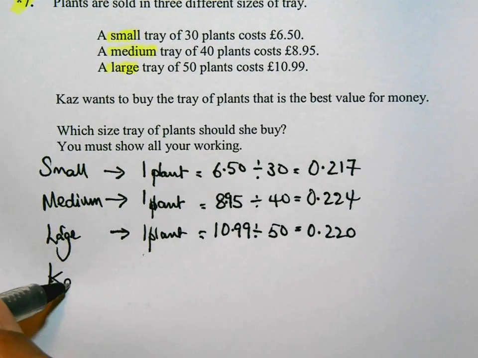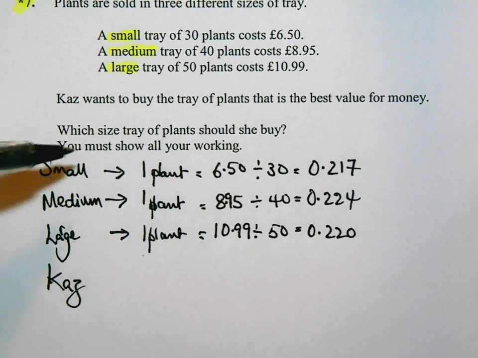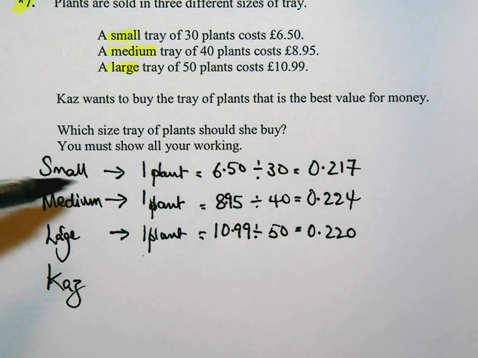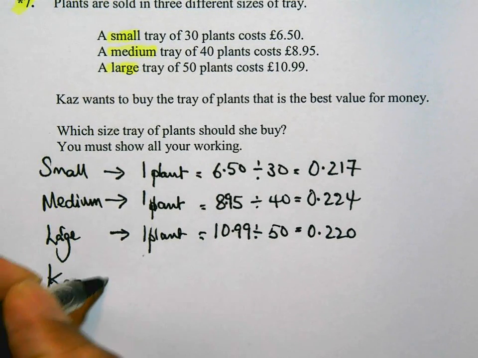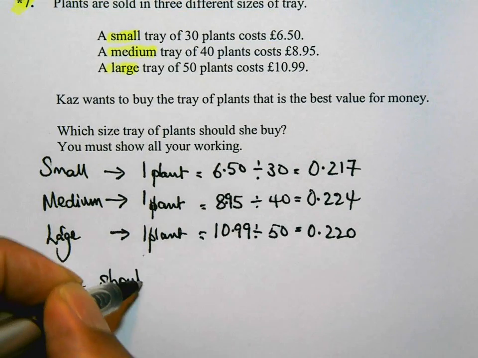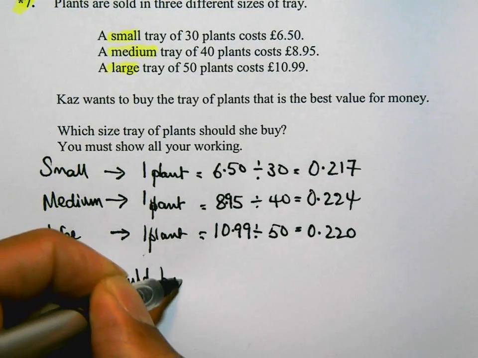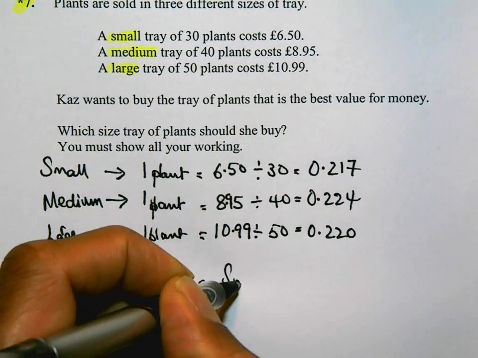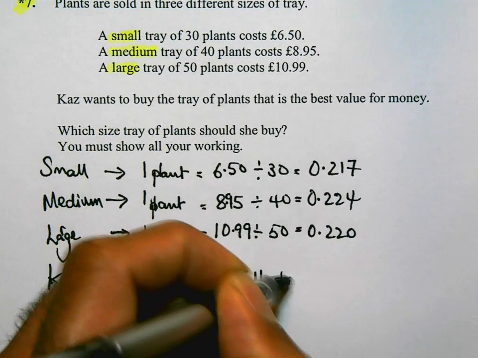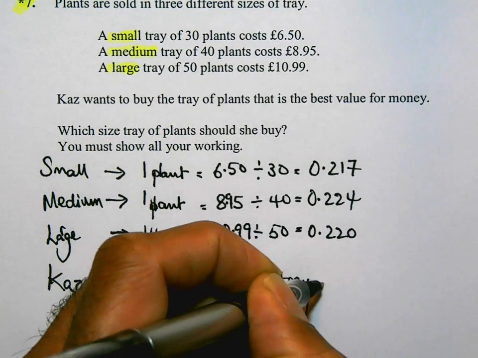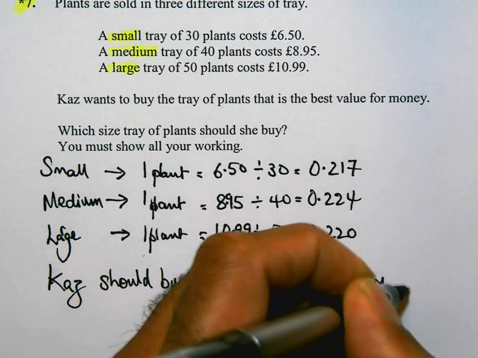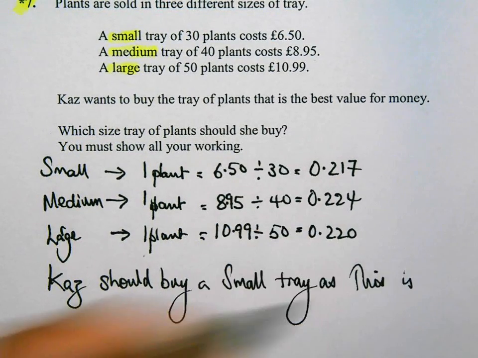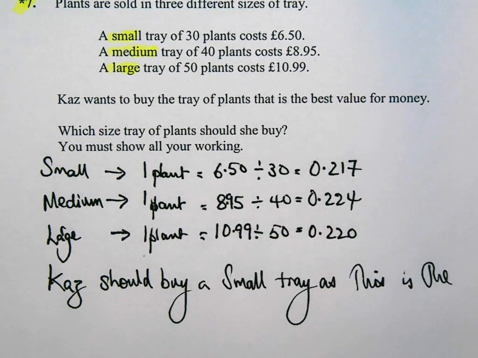Okay, it says, which size tray should she buy? You must show your workings. So Kaz should buy a small tray as this is the, and I'm going to use the words from the question, the best value for money.